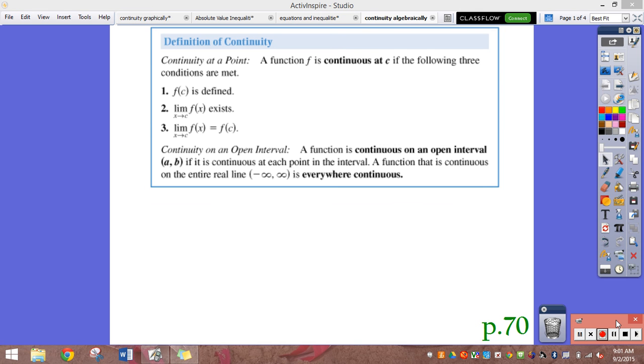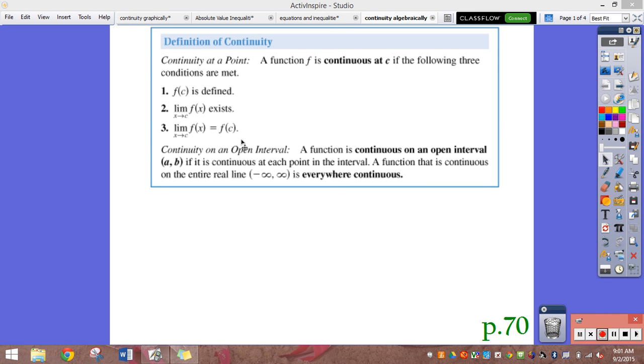So just a refresher on the definition of continuity, there are three conditions. In order for a function to be continuous at a point, a c-value, the three things that have to be true are: f of c is defined, the limit as x approaches c of f of x exists, and that limit equals that defined value.